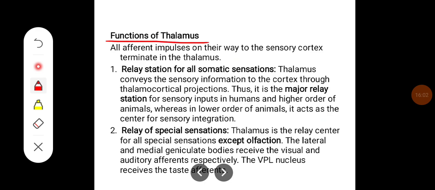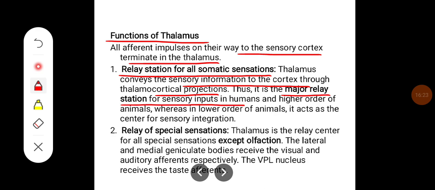Coming to the functions of thalamus, all afferent impulses on their way to the sensory cortex terminate in the thalamus. So it mainly acts as a relay station for all somatic sensations. Thalamus conveys the sensory information to the cortex through thalamocortical projections. Thus, it is a major relay station for sensory inputs in humans and higher order animals, whereas in lower order animals, it acts as the center for sensory integration.